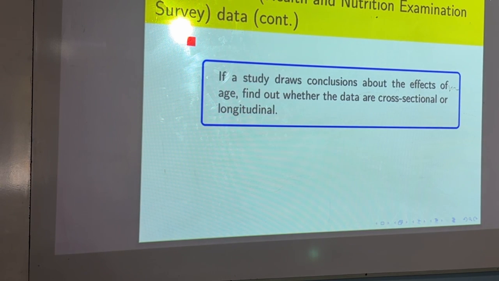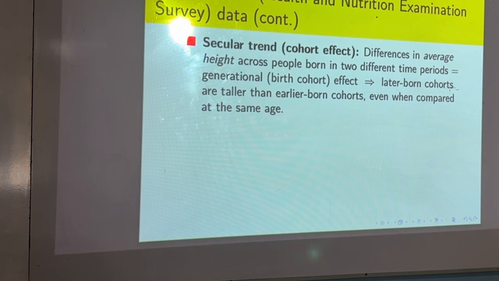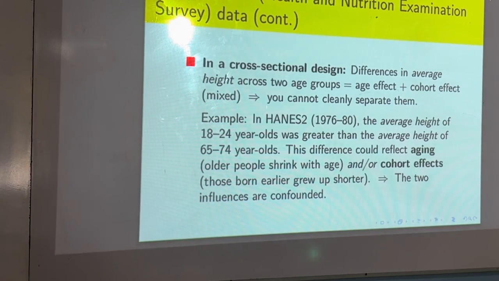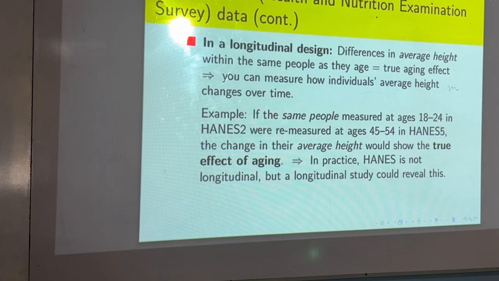Okay. So what they have written at the end as a conclusion, or what to take from this example, is: if a study draws conclusions about the effects of age, that is, we are considering this as a function of age, find out whether the data are cross-sectional or longitudinal before you make any conclusions. I have added a few things to explain what the secular trend means and what longitudinal means, and a few more explanations, so you can read them.